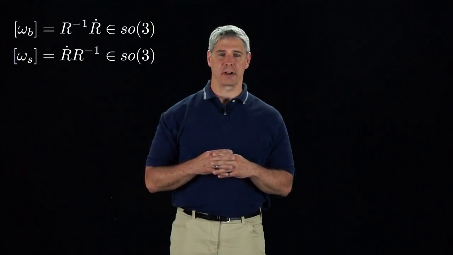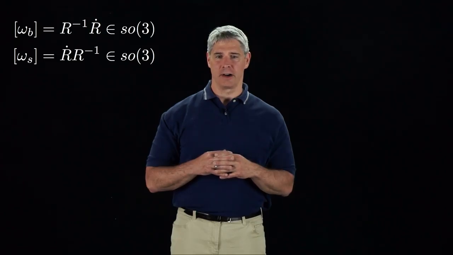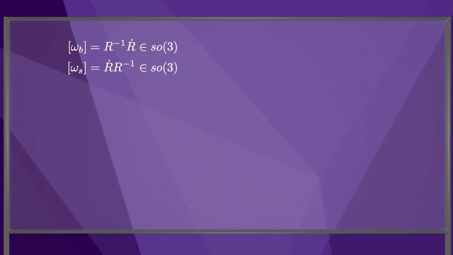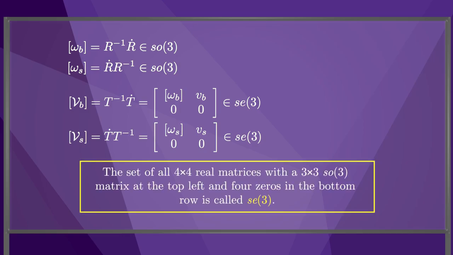By analogy to the matrix representation of angular velocity, we would like to find a matrix representation for twists. Recall that for angular velocities, we had the 3 by 3 skew-symmetric matrix representations of angular velocities, bracket omega b equals R inverse times R dot, and bracket omega s equals R dot times R inverse. Similarly, if T represents the body frame B in the space frame S, we have 4 by 4 matrix representations of the twists. Bracket VB equals T inverse times T dot, and bracket Vs equals T dot times T inverse, where little se3 is the space of 4 by 4 matrix representations of twists.